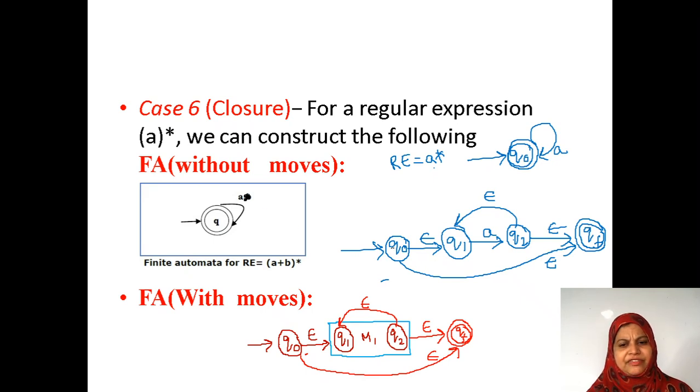A star is there. For my A star, q naught followed by the epsilon, q1, then A, then q2, then epsilon, qf. Again here one symbol is there, again here we are having one edge, from here we are having one edge. See here. Now here I will give one more example.